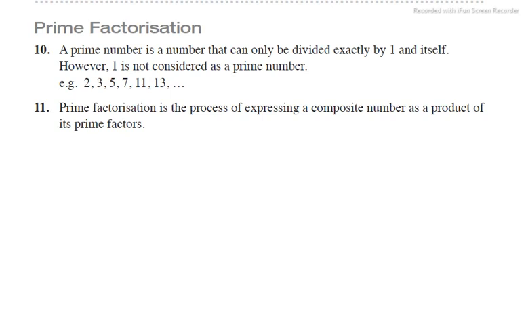Then a prime number is a number that has only two factors, that is 1 and itself. So if we are to prime factorize a number, it means that we are going to express it as a product of its prime factors.